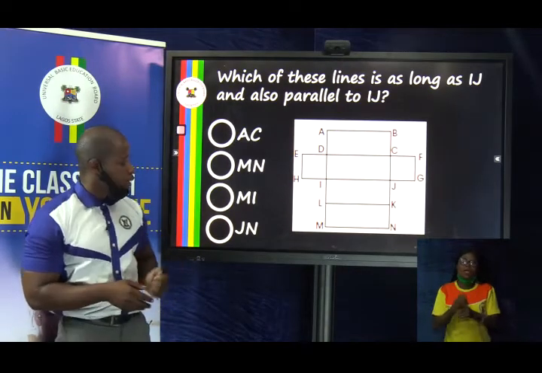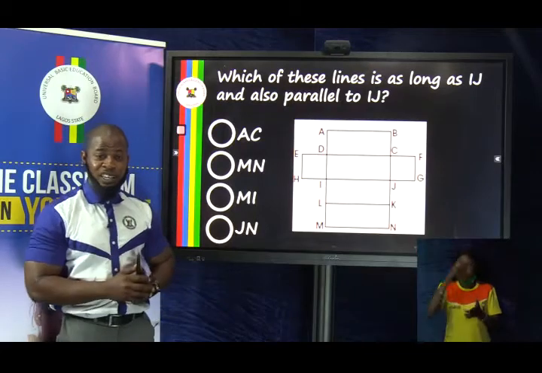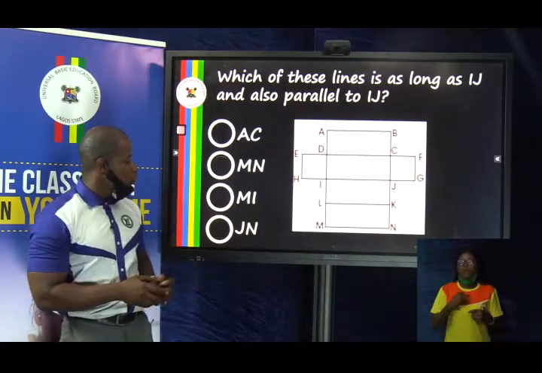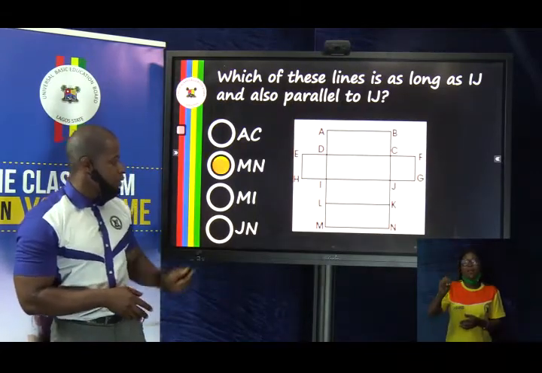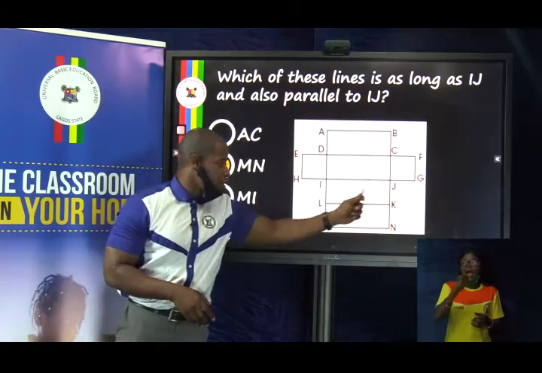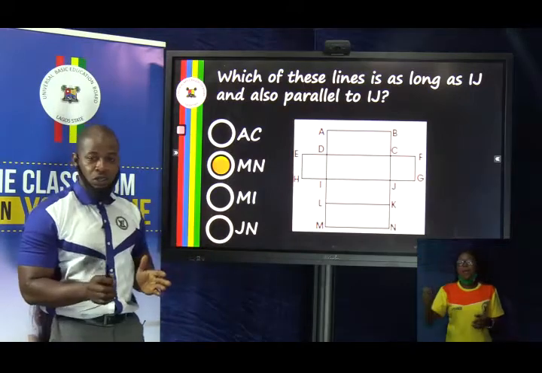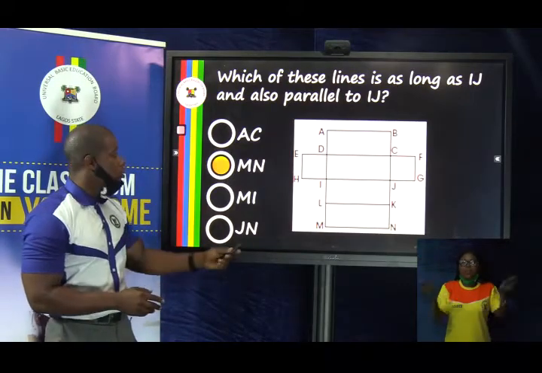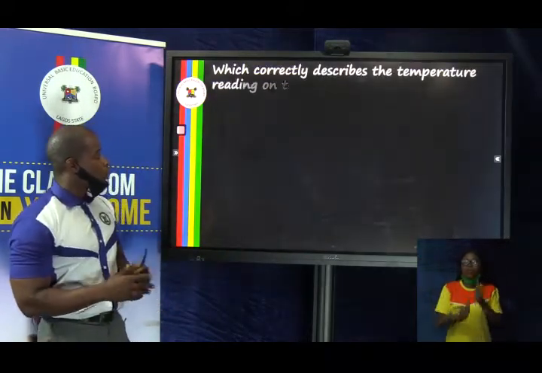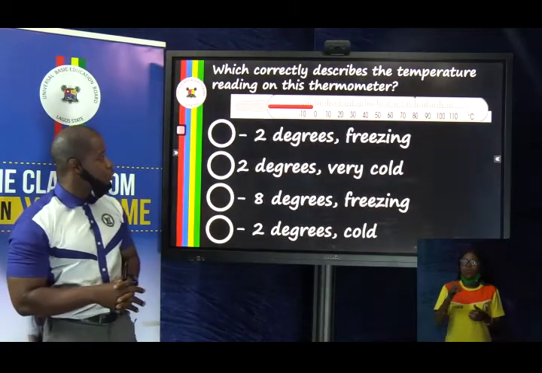Well, I've selected my answer and I believe that you have selected yours as well. The correct option there will be MN. And that's because this is IJ right here and this is MN. They're as long as each other and they're also going in the same direction. Let's move on. Which correctly describes the temperature reading on this thermometer?